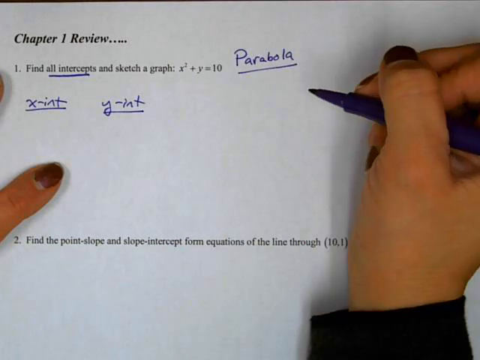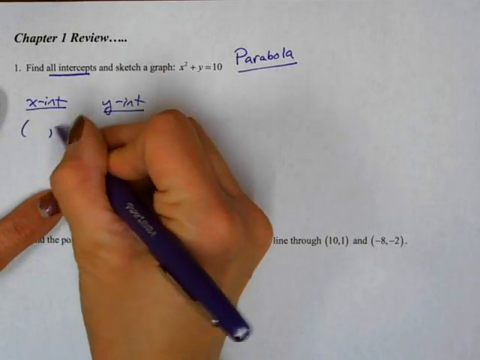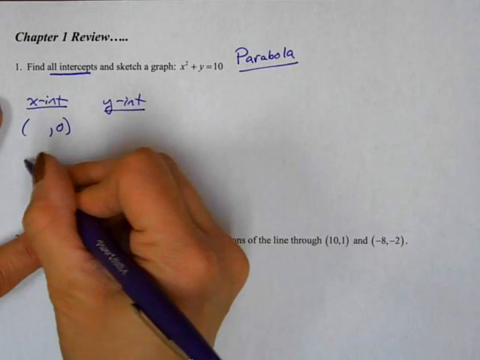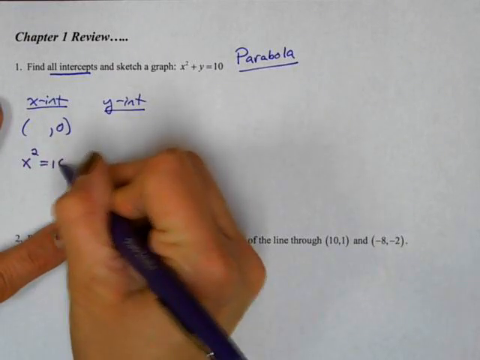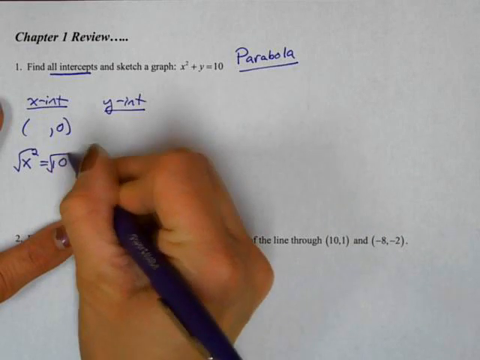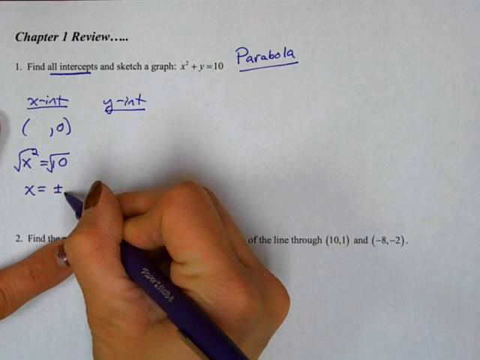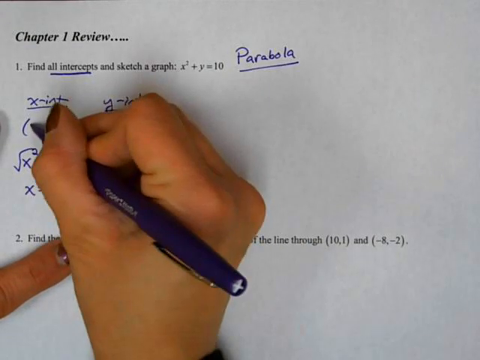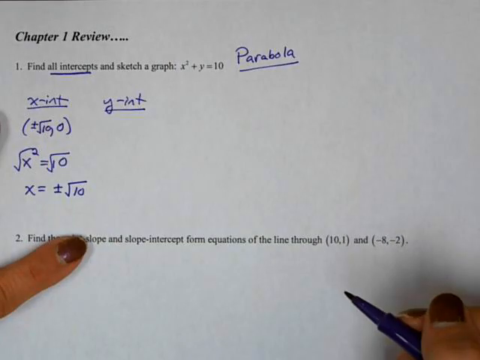The x-intercept is found by letting y equal 0. So I'm going to go ahead and make the y number 0. X squared equals 10. And when you square root both sides, don't forget to say plus or minus radical 10. That does not simplify. So there are two x-intercepts at plus and minus square root of 10.